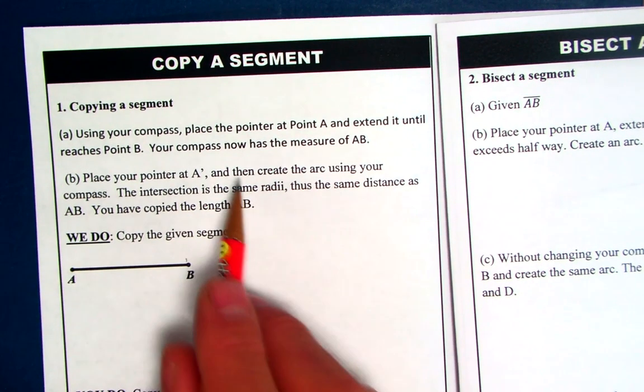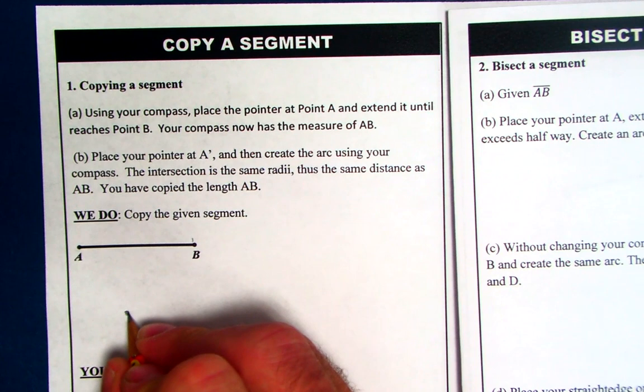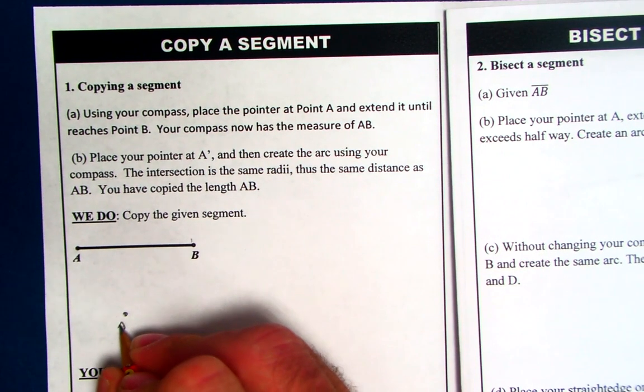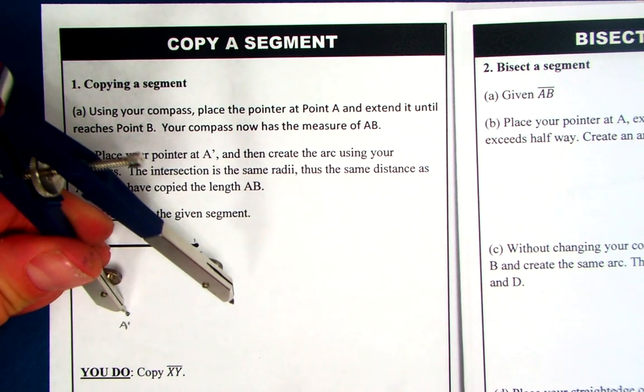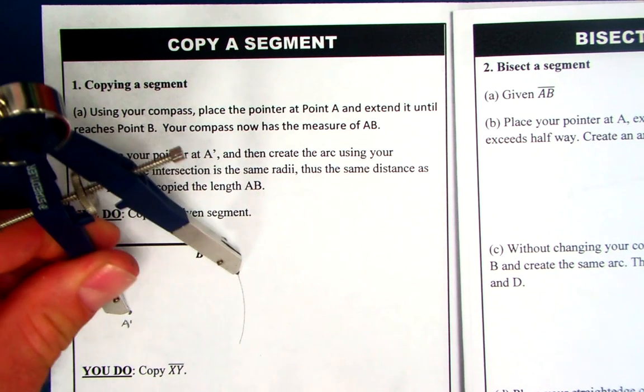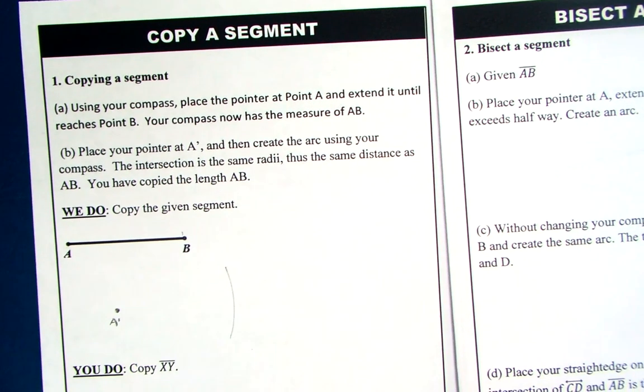Place your pointer at A prime. Well, we need to draw A prime, the point where our new segment is going to start. So we just label that A with a little apostrophe there, A prime. Okay, and we're going to create an arc with our compass. Now, if we draw a segment from A to anywhere on that arc, we have a segment that's the exact same length. And that's all our goal is in this problem.